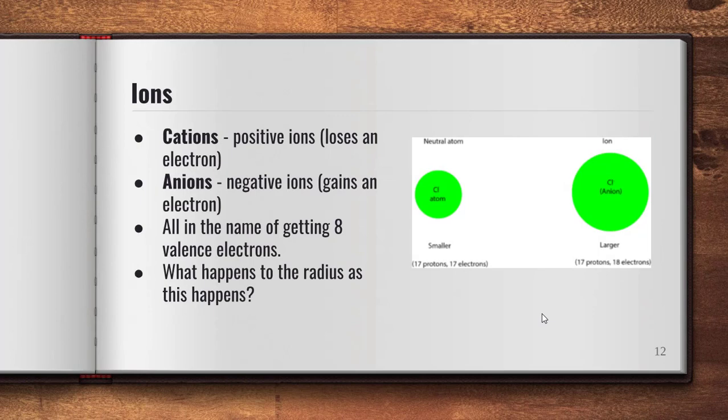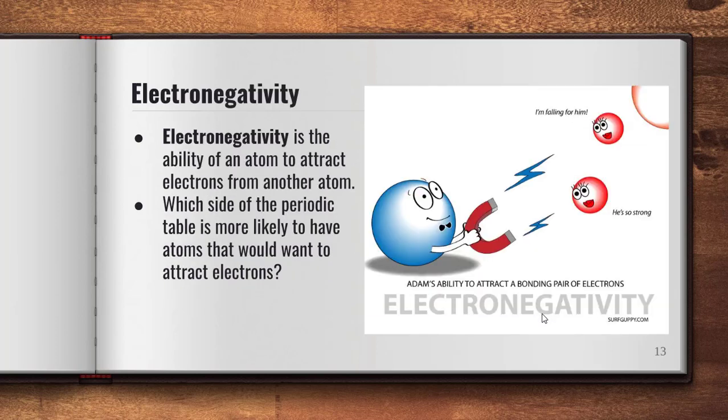Now, when we talk about ions, there are 2 really important terms that we need to make sure that we know. There are positive ions, which are called cations, and they lose an electron, and anions are negative ones, meaning that they gain an electron. All in the name of getting 8 valence electrons. That's very, very important. The last bit that we need to talk about is what's called electronegativity, and it's the ability of an atom to attract electrons from another atom.